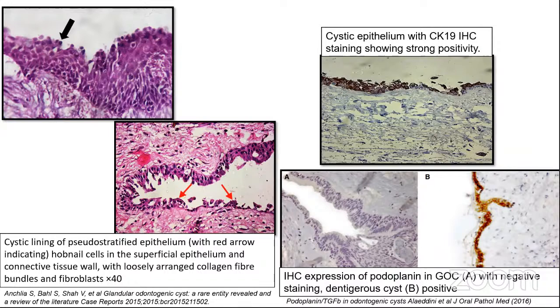So then the question comes, how would you distinguish a GOC from any other odontogenic cyst, which is showing these hobnail cells? One of the ways in which you can distinguish is to show the CK19 positivity, but IHC expression of podoplanin is negative, whereas in dentigerous cysts, it is positive. Now, this is thought to be able to distinguish a GOC from a dentigerous cyst, which can show similar prosoplastic changes.